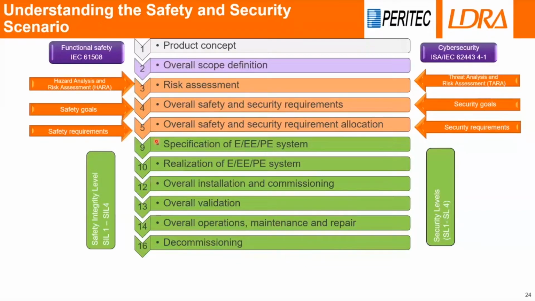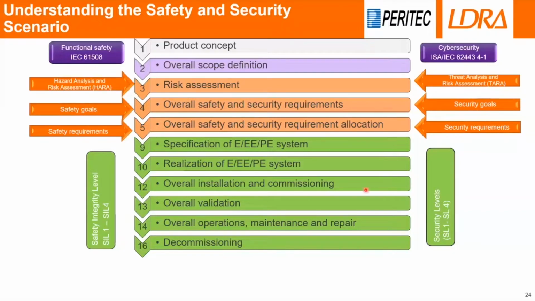So these realization, installation, maintenance, and decommissioning activities need to be as per the safety integrity levels. Safety integrity level means, in case the product fails, what is the impact on safety? If it has a higher impact, it will be on a higher SIL level, or it may be on a lower SIL level.